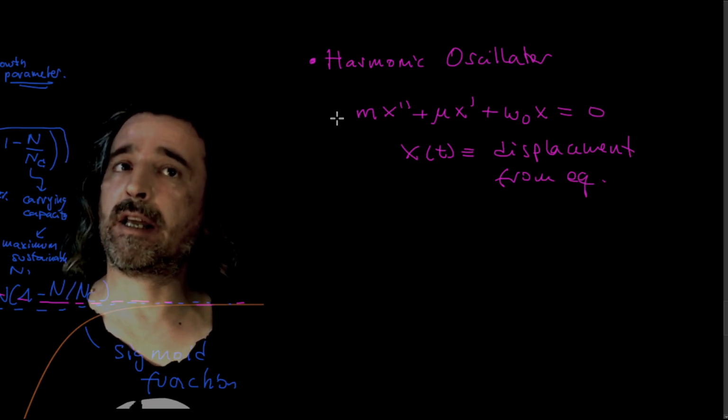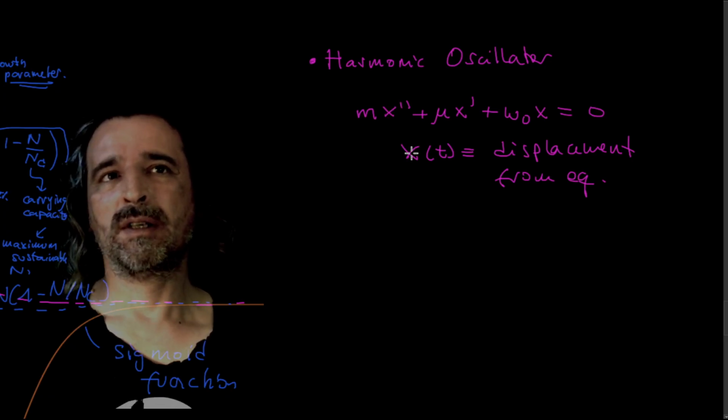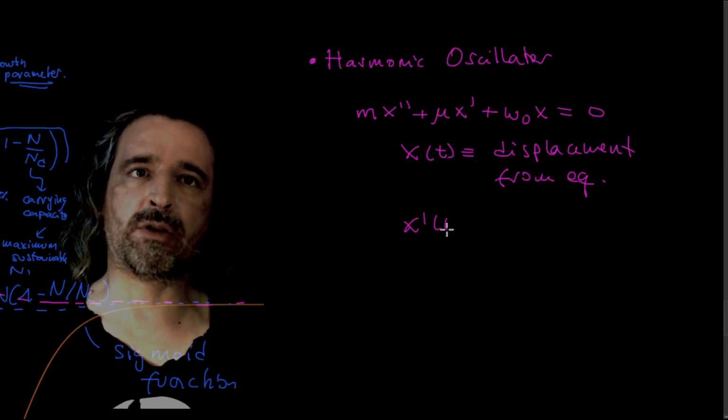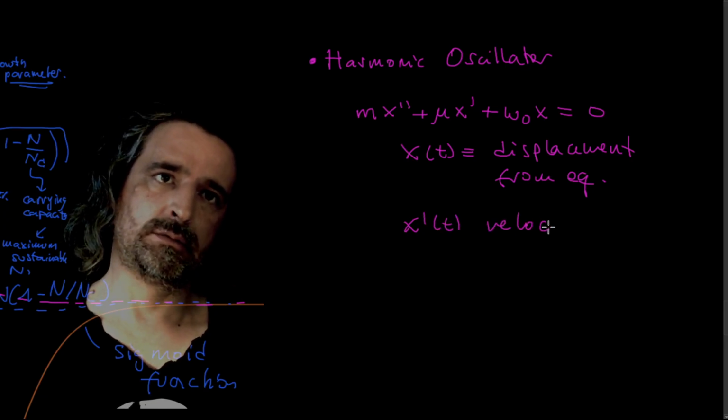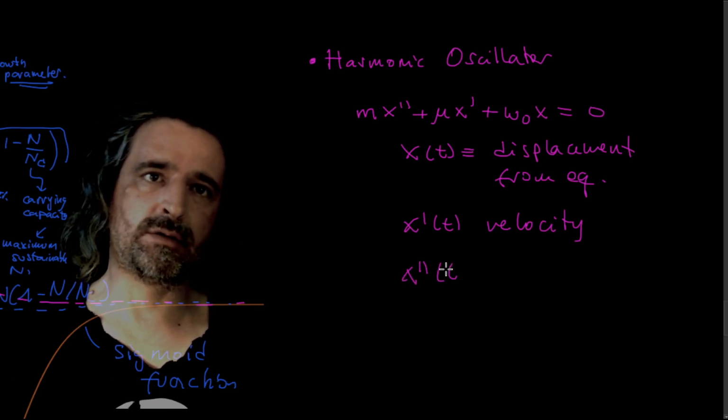And this would be the acceleration. Well, this would be the force, right? Mass times acceleration. x prime would be the velocity, and x double prime would be the acceleration.